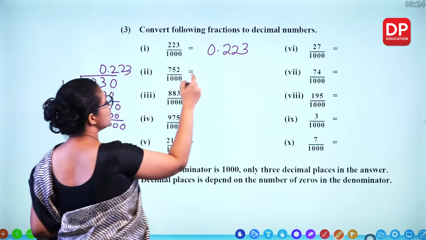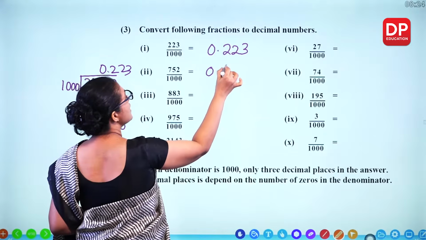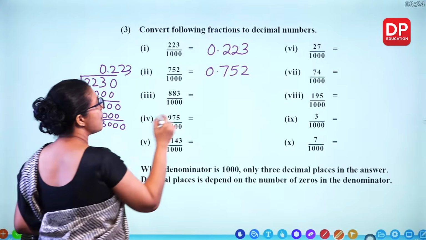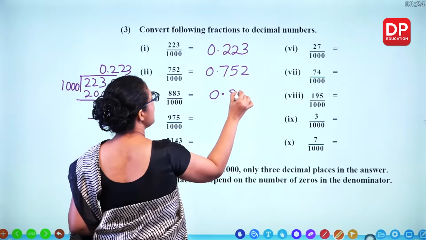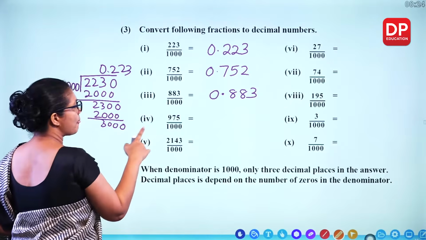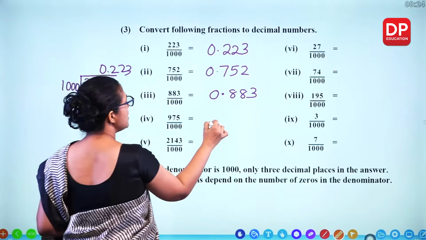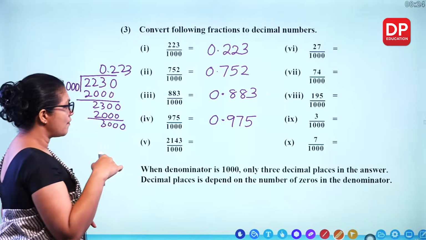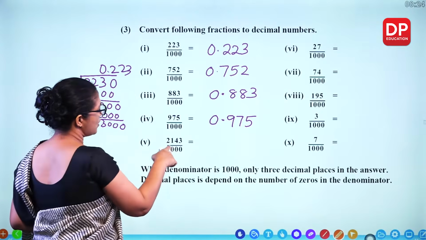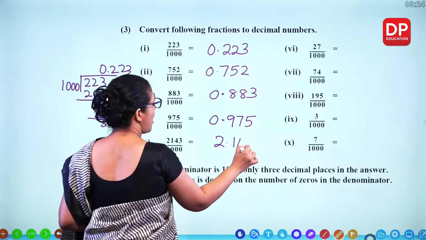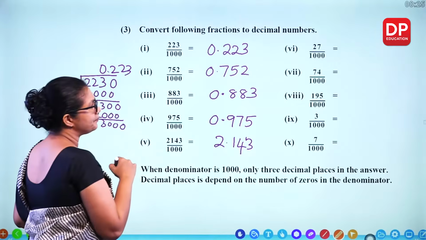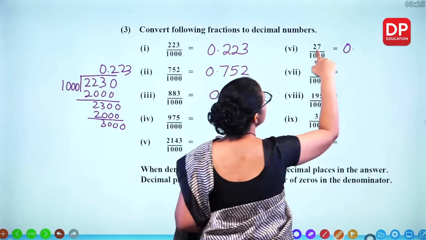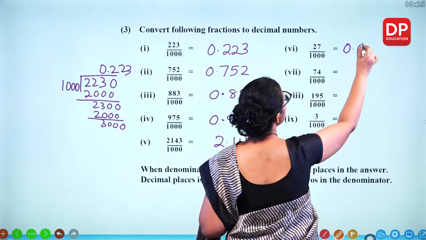What do you get? 752 divided by 1000 is 0.752. 883 divided by 1000, 0.883. 975 divided by 1000, 0.975. 2143 divided by 1000. So you get 2 here for 2000. 1, 4, 3. 27 divided by 1000. 0.27, nothing. 270, nothing.